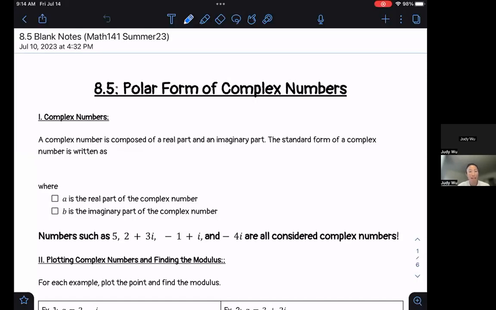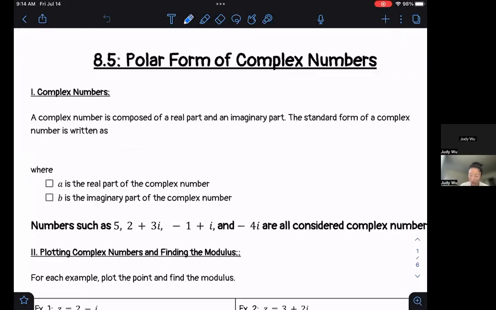Hi, folks. Welcome to 8.5 Polar Form of Complex Numbers. So in this series of videos, we're going to be taking a look at polar form, but specific to complex numbers. So we're not just looking at purely real numbers anymore, okay? And in this first video, we're going to focus mostly on what complex numbers are and how do we find some certain things about them, like how do we graph them and how do we find something called the modulus.